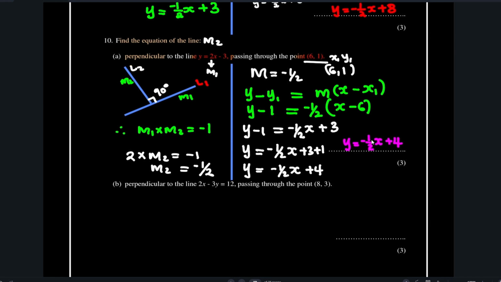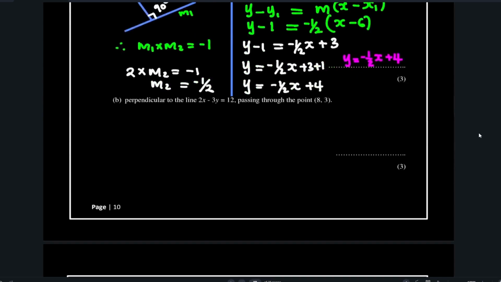Part B, I would like you to try it out. But you see, in part B, you are given an equation, but that equation is not in the standard form. What are you expected to do in such a case? You have to rearrange that equation first: 2x minus 3y equals 12. You rearrange it so that it becomes standard format before using it. Just try it out, and you'll check with me if you got the correct answer.